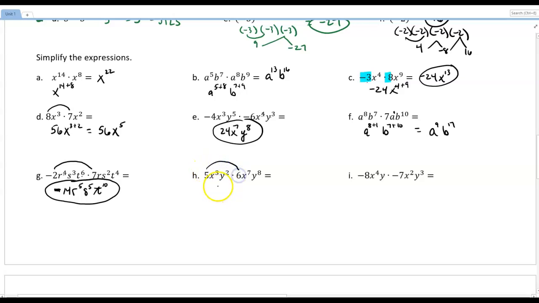Here, 5 times 6 would be 30. X to the 3rd times x to the 7th is x to the 10th. And then y to the 2 plus 8 would give me y to the 10th. And we are done.